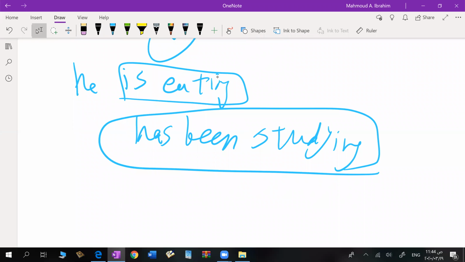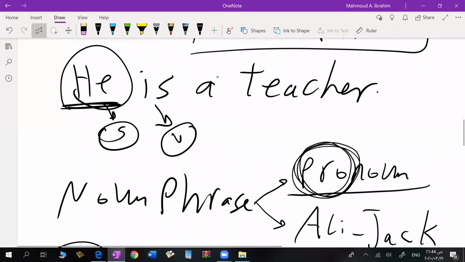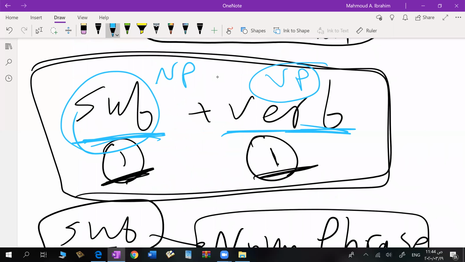You understand now what the verb phrase is? So we said any sentence must have a subject and a verb, and the subject must be a noun phrase, and the verb must be a verb phrase. Any other thing is not acceptable. You must have a noun phrase and a verb phrase. So far, so good. Do you have a problem so far?